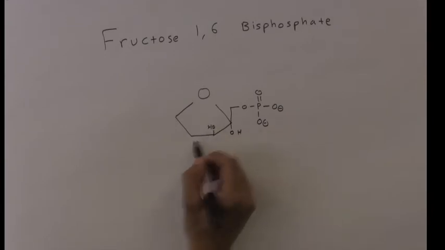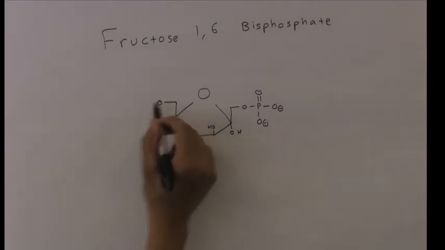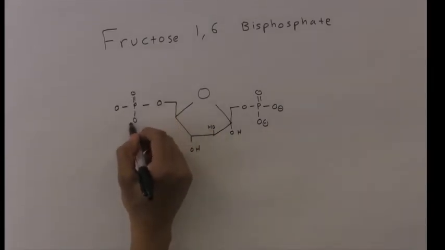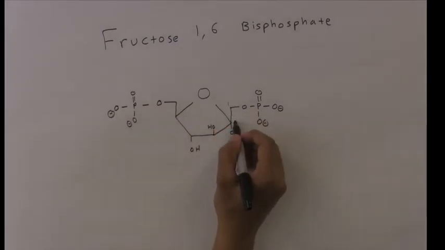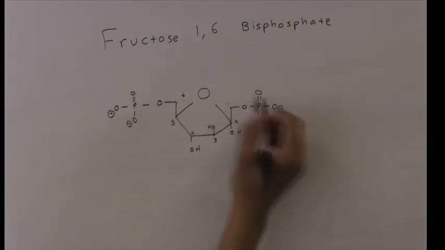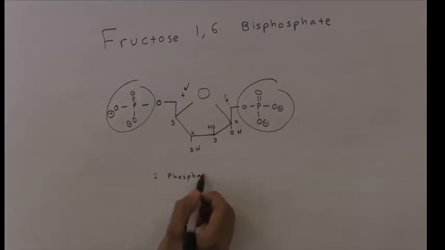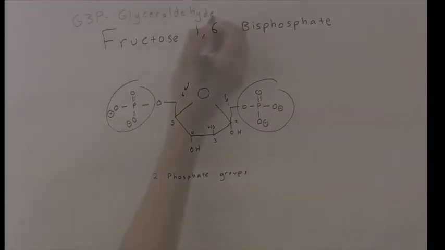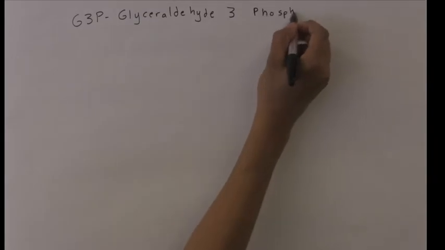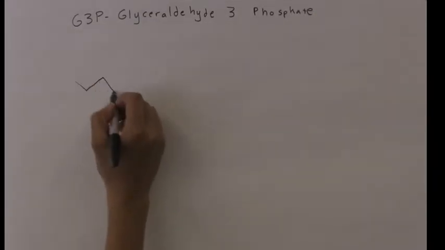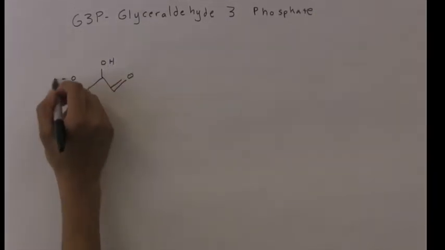Fructose 1,6-bisphosphate has a phosphate group on the 1st and 6th carbon, which is why the 1 and 6 are in the name. The prefix bis indicates that there are 2 phosphate groups attached to this molecule. The next step is the division of fructose 1,6-bisphosphate into 2 different molecules.